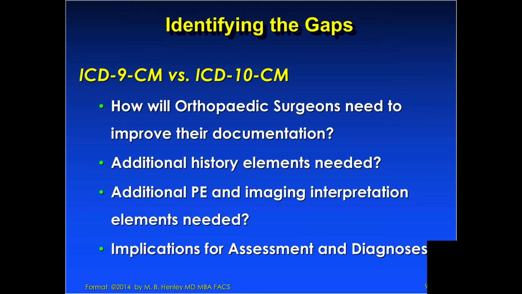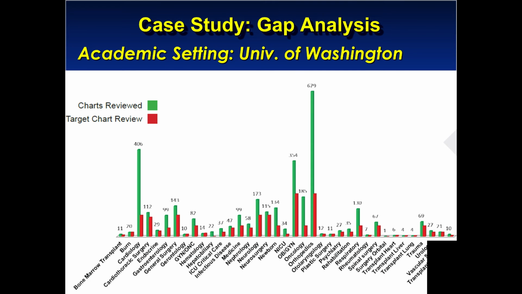So let's now try to identify the gaps in our current documentation and see how orthopedic surgeons need to improve their documentation. Figure out what additional history elements may be needed, how else you have to document your physical exam and interpretation of images, which will be important, and implications just for assessment and diagnosis. So the University of Washington started this ICD-10 program back in 2011. And early last year, they did a gap analysis looking at multiple medical records of different specialties. In orthopedics, they looked at 679 charts, and to that they combined an additional 67 charts from spine.